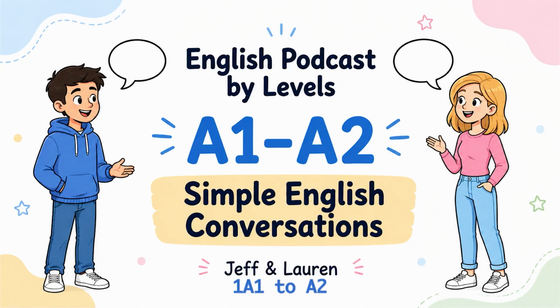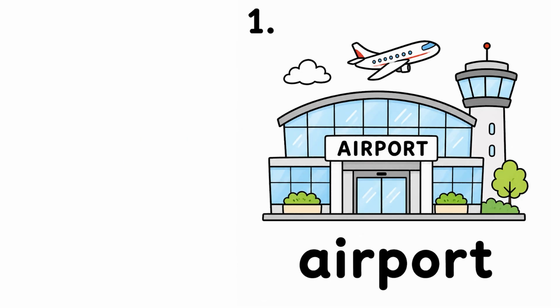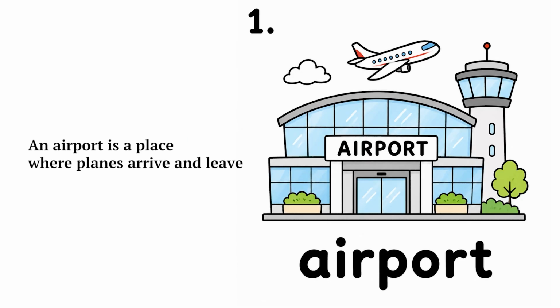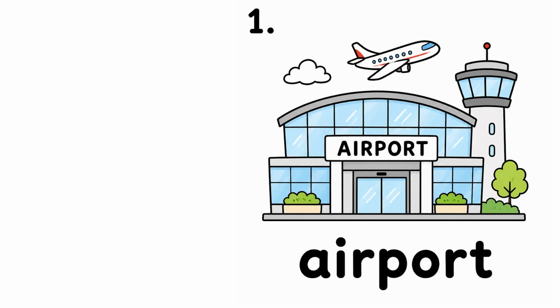A1 to A2 airport vocabulary. 30 words. Word 1. Airport. An airport is a place where planes arrive and leave. Example. I am at the airport.